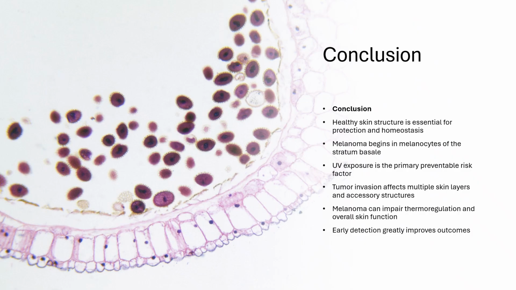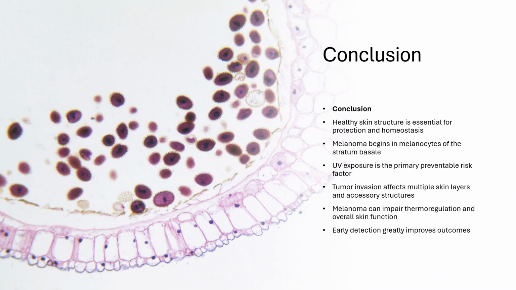To conclude this presentation, it's important to recognize how the normal structure and function of the skin play a vital role in protecting the body and maintaining homeostasis. Melanoma begins in the melanocytes of the stratum basale, and in many cases, like the one in our scenario, long-term ultraviolet exposure is the primary cause.